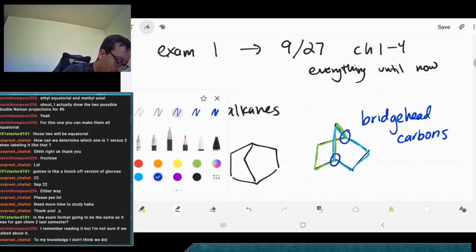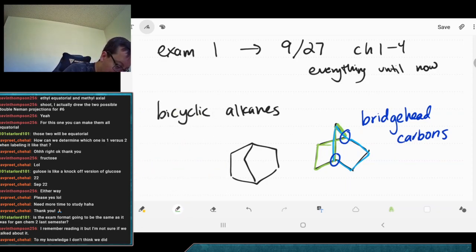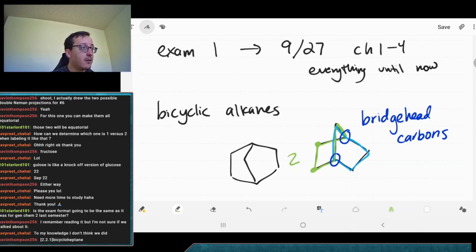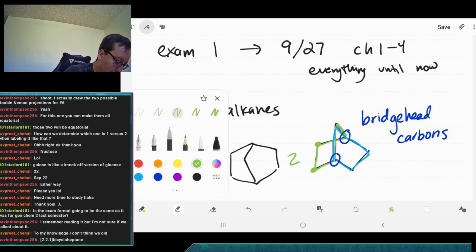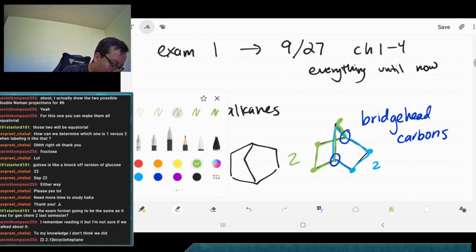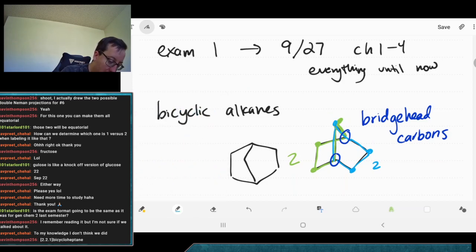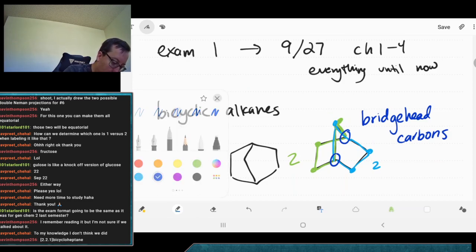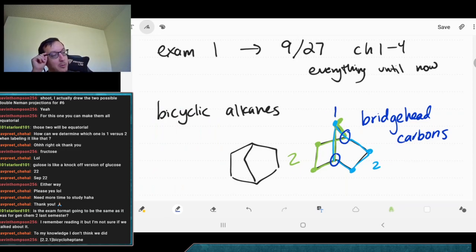On the green side, we have 2 carbons there. Yes, Kevin's got the right answer, as always. On the blue side, we've got 2 carbons. And then on the half green, half blue side in the middle, we have 1 carbon. It's shared between both.